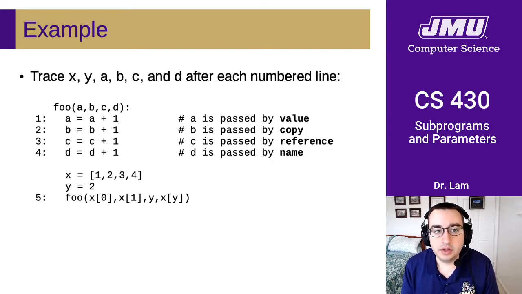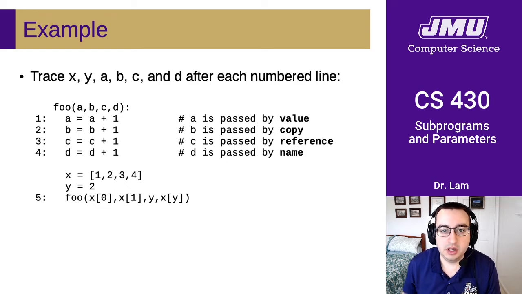Okay, so let's think through this example. So we've got this function foo. It has four parameters, a, b, c, and d. And a is being passed by value, b is being passed by copy, c is being passed by reference, and d is being passed by name.